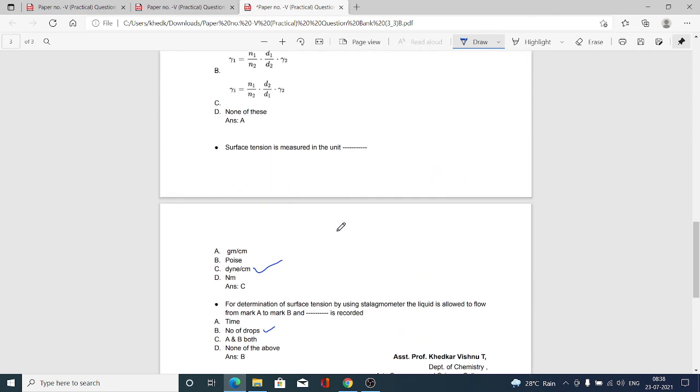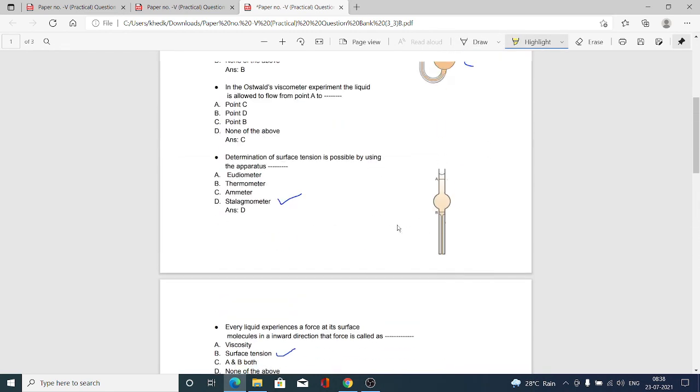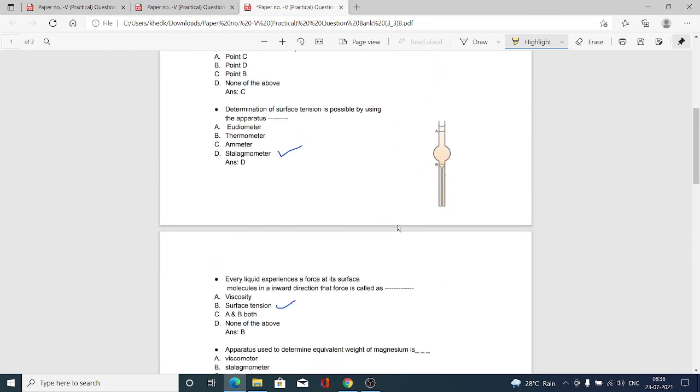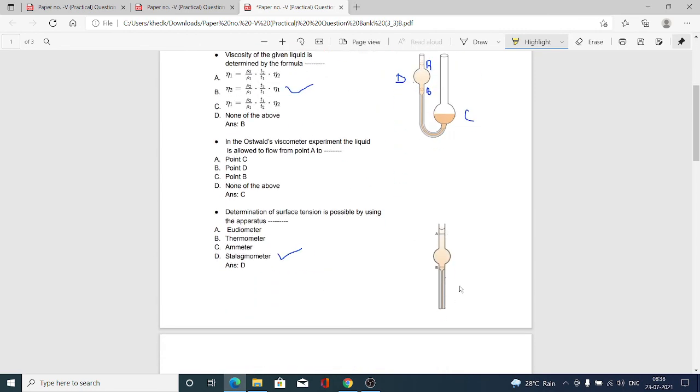In this way, I have explained to you the two experiments here, that is the viscosity determination by Ostwald viscometer and the determination of surface tension by using the stalagmometer.